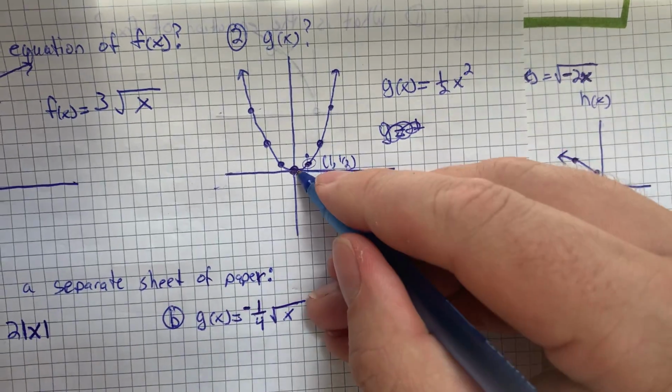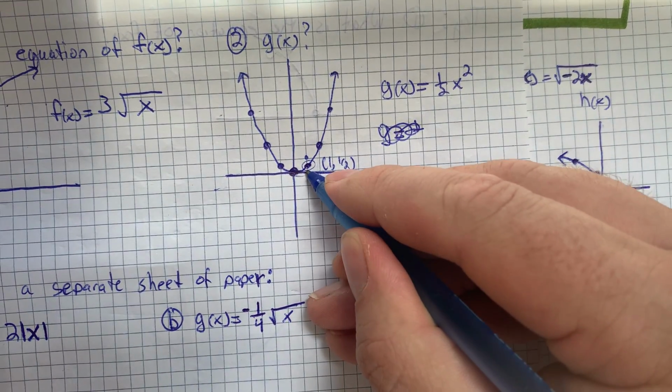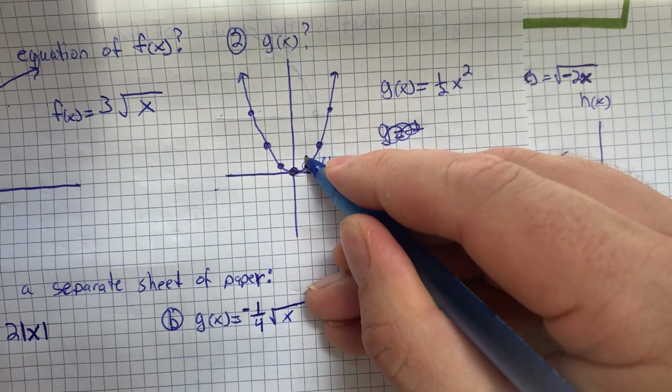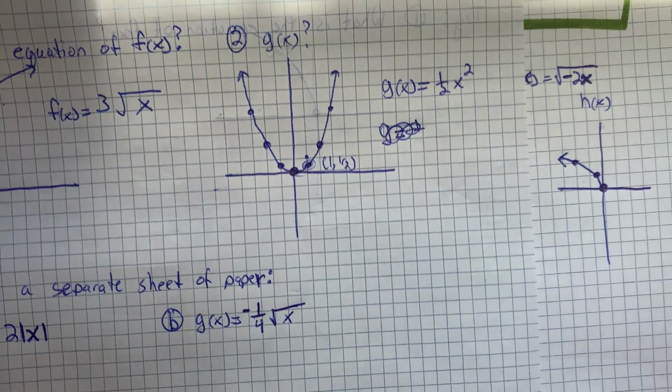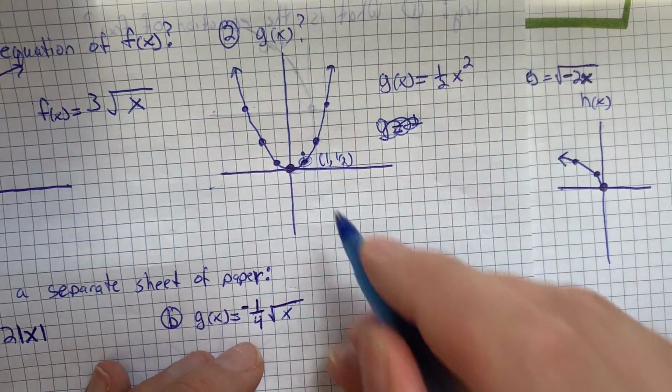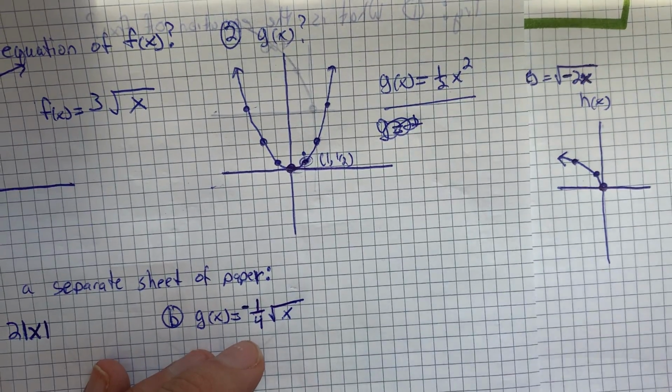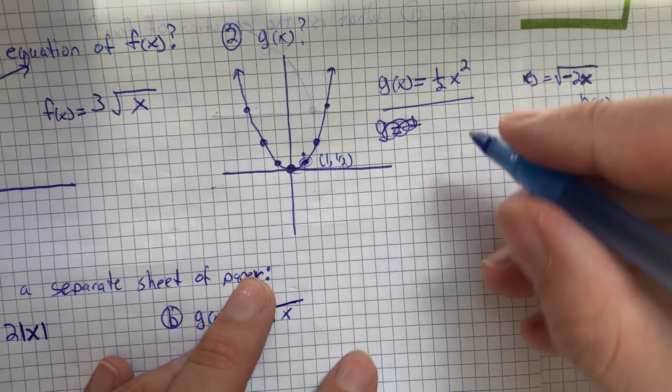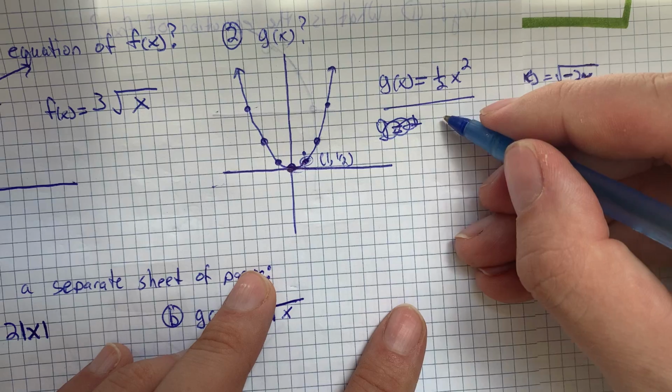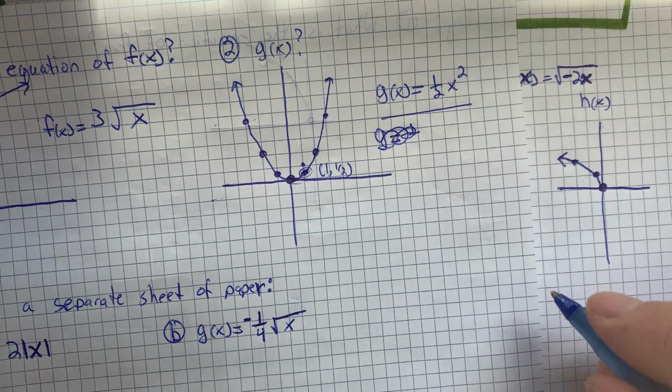I know this is a 1/2 because normally when I move over by 1 from the vertex, 1 squared would be 1, but it was only up by 1/2. So we always want to look 1 over from the vertex to be able to tell what's going on there. All right, so in words, we would write out that this was vertically compressed by a factor of 1/2.